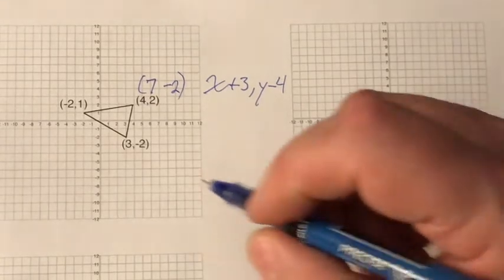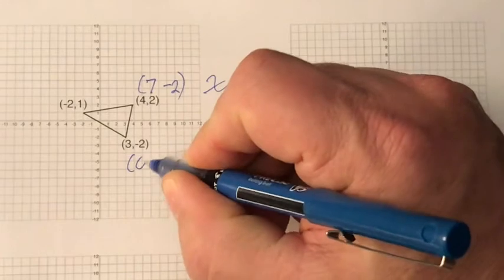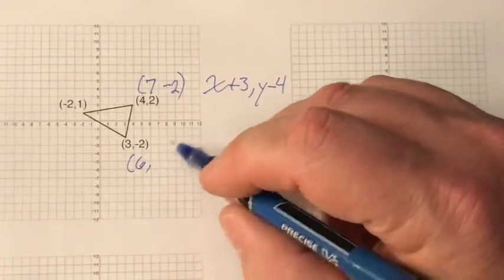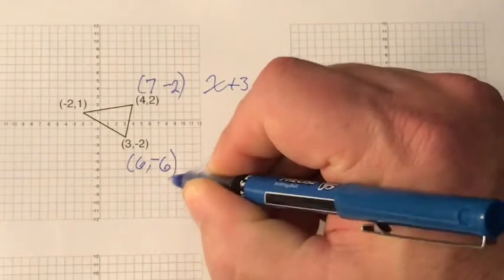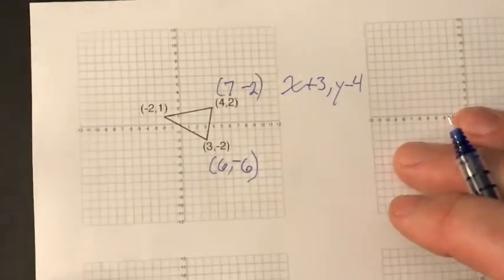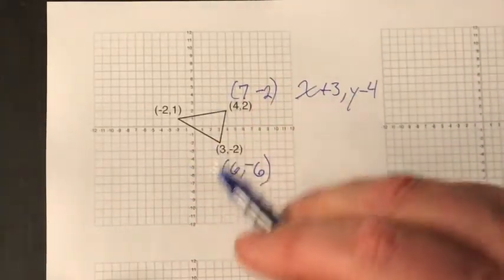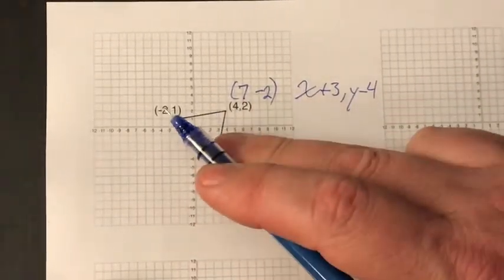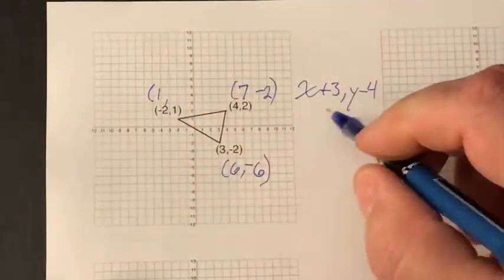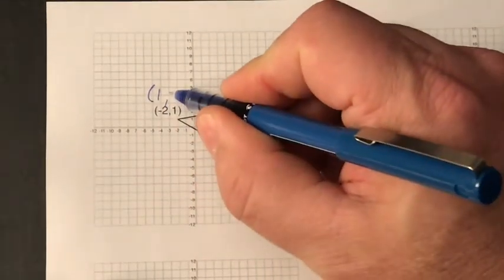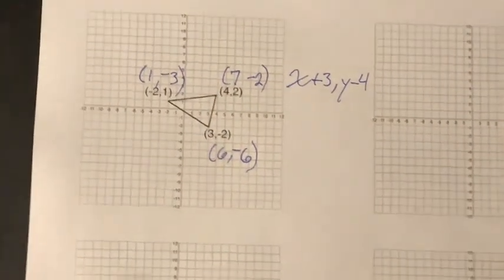Oh, what's this going to do? 3 plus 3 is 6. Negative 2 minus 4 is negative 6. Wow. Will this shape be similar? It sure doesn't seem like it's even close to the same positions, now does it? Let's see. Negative 2 plus 3 is 1. And 1 minus 4 is negative 3. Oh my, well surely this is going to be a dramatically different shape.